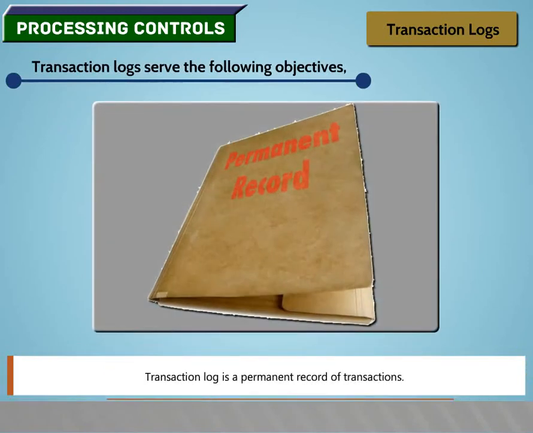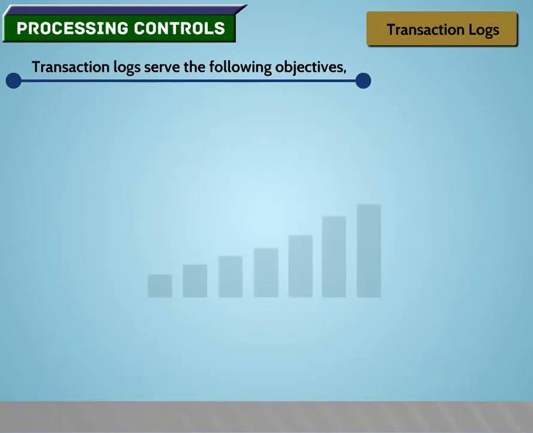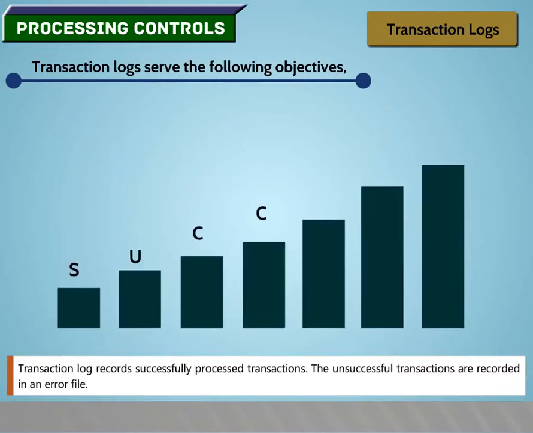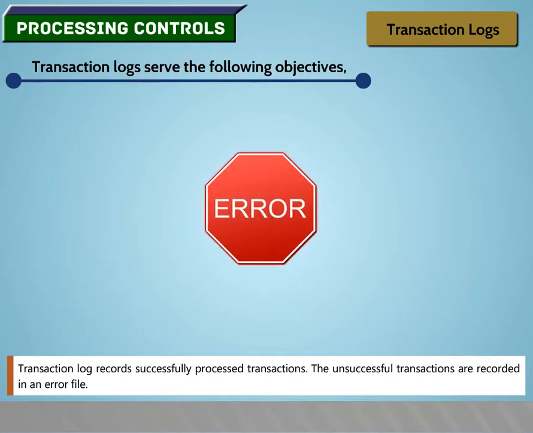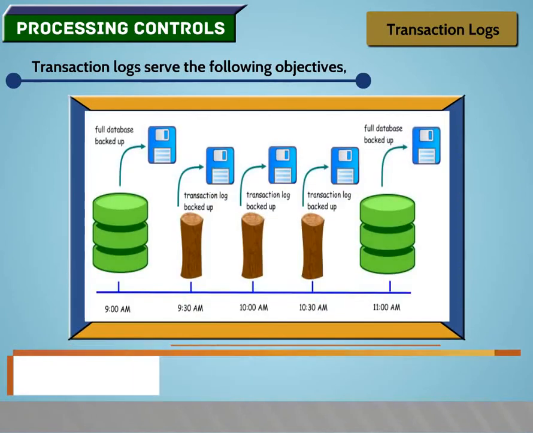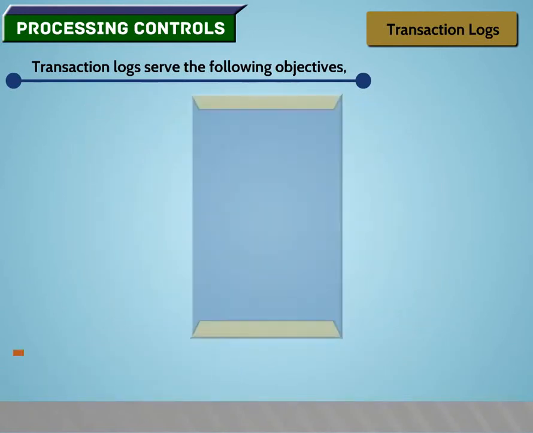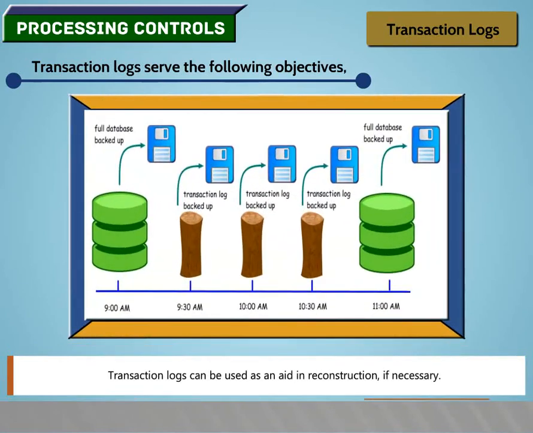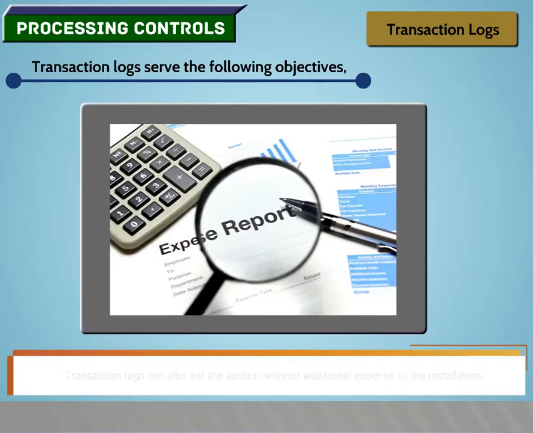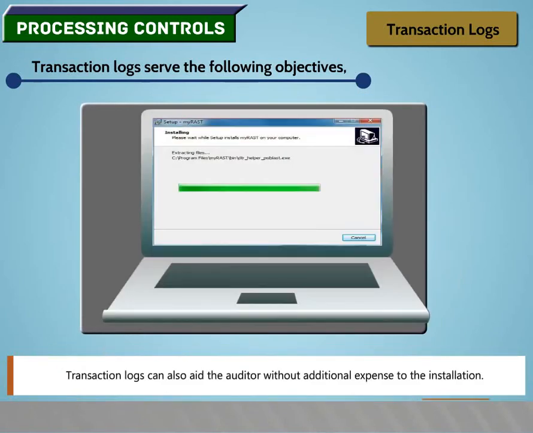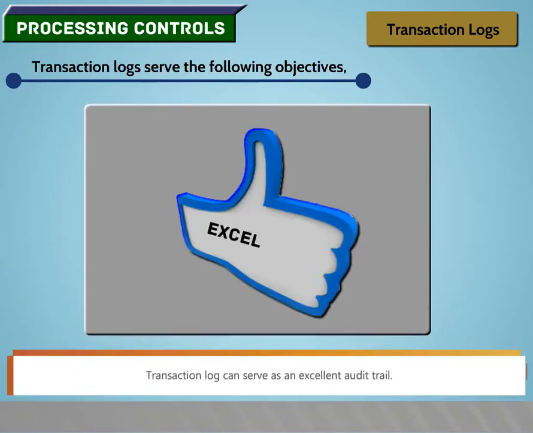A transaction log is a permanent record of transactions. It records successfully processed transactions. The unsuccessful transactions are recorded in an error file. Transaction logs can be used as a control and balancing tool, and as an aid in reconstruction if necessary. They can also aid the auditor without additional expense to the installation. A transaction log can serve as an excellent audit trail.